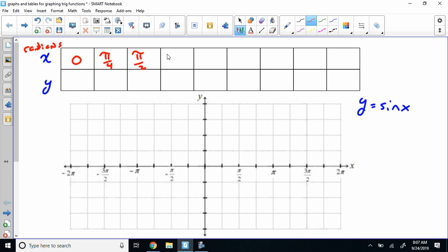right? 3 pi over 4, and then pi. And then we've got 5 pi over 4, 3 pi over 2, and then 7 pi over 4, and then 2 pi. All right.